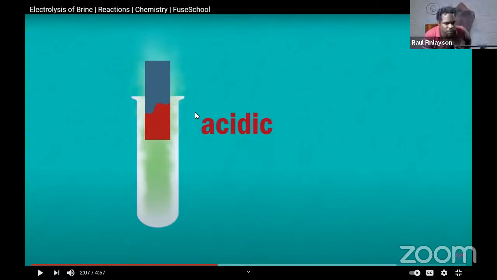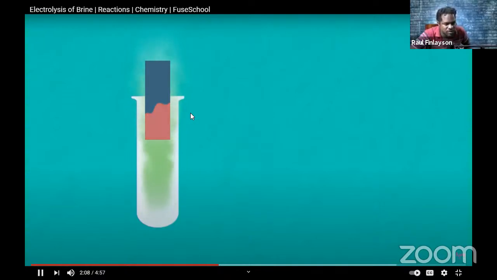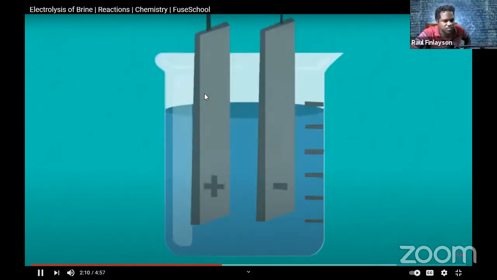All right, chlorine is an acidic gas, and then we test acids using litmus paper. But chlorine will not only change the color of blue litmus to red, it will also bleach it. Chlorine is a bleaching agent as well. So let's continue. Well, what about the cathode?